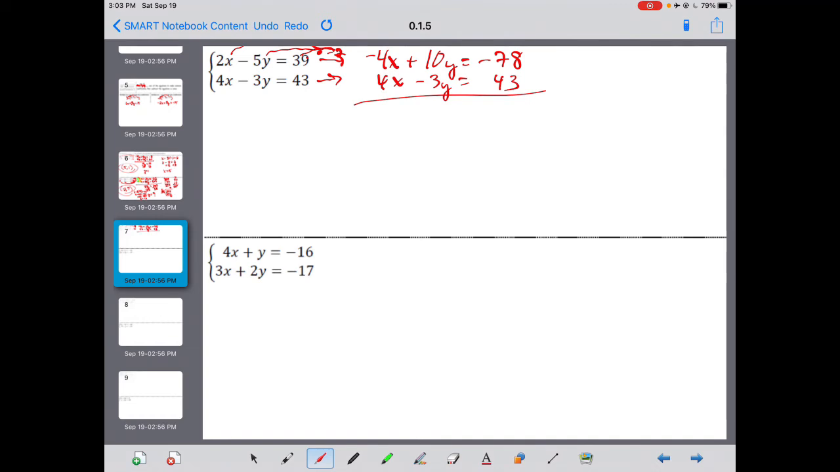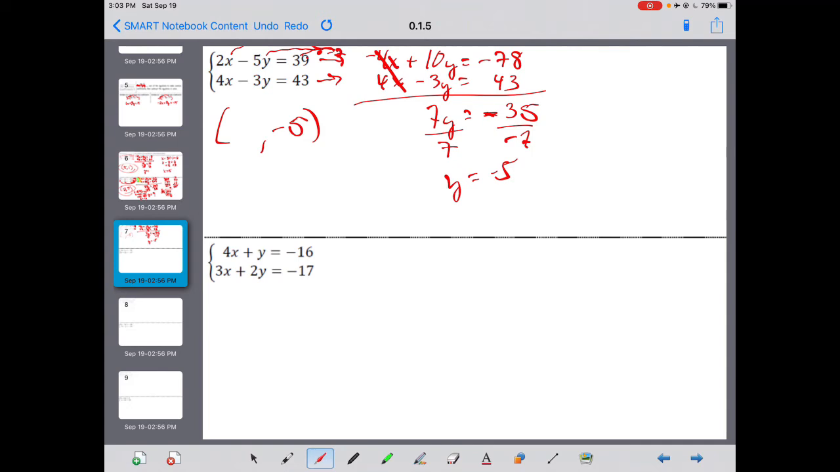Now they're lined up. The x's have same coefficients, different signs. Add down. 4x and -4x cancels. 10y minus 3y is 7y. And -78 and 43, well, it's going to end up negative because 78 is bigger. 8 minus 3 is 5. 7 minus 4 is 3. That's good. 7 goes into that. Y equals -5.